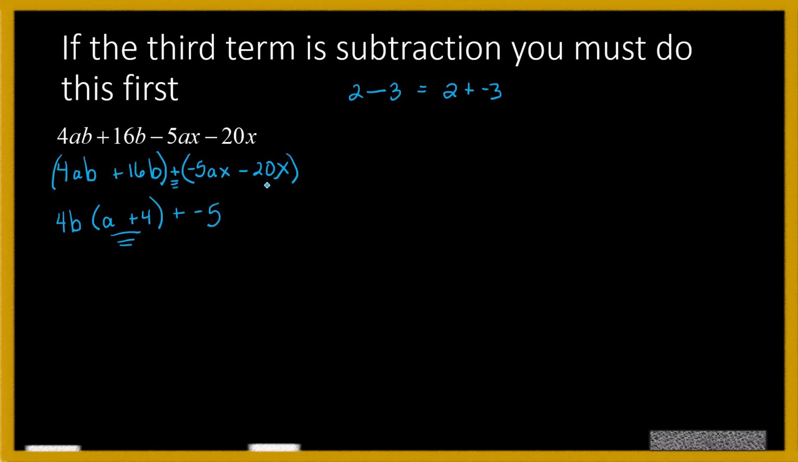And we have x's that are common, so I'm going to bring that out. And I'm left with positive a. Now, since I divided negative 20 by negative 5, that gives me positive 4. And now these 2 parentheses match. So I factor out a plus 4 from each term. And I have parentheses a plus 4 times the leftover 2 terms, 4b, plus negative 5x, which you can convert back to subtraction. And there's your complete answer.